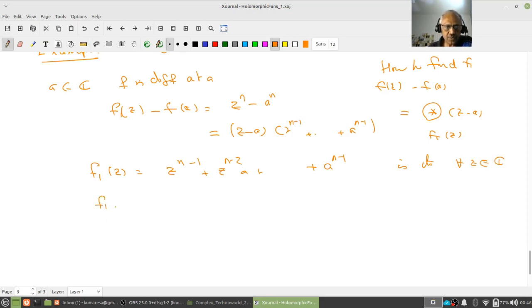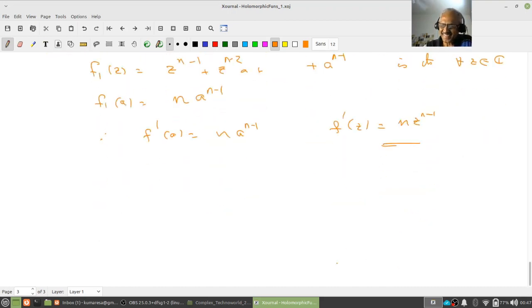And what is f1(a)? At z equal to a, if I put z equal to a, this is a^(n-2) into a, that is a^(n-1), and so on. Therefore it is n into a^(n-1). Therefore, what is the derivative? n a^(n-1). Therefore, the derivative of z^n is n z^(n-1). Do you love this proof? Are you tempted to go back to my real analysis course, to learn differentiation in a much better way? Okay, right.